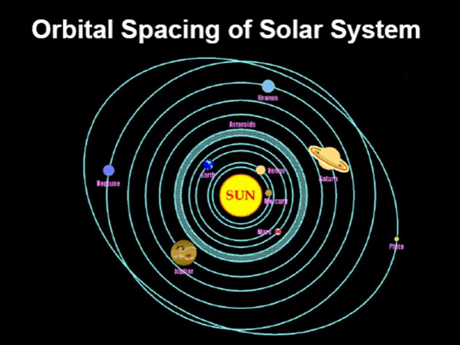you can see from a picture how there is a very regular spacing of the orbits of the planets. They're elliptical, but not very elliptical. We go to the next slide.